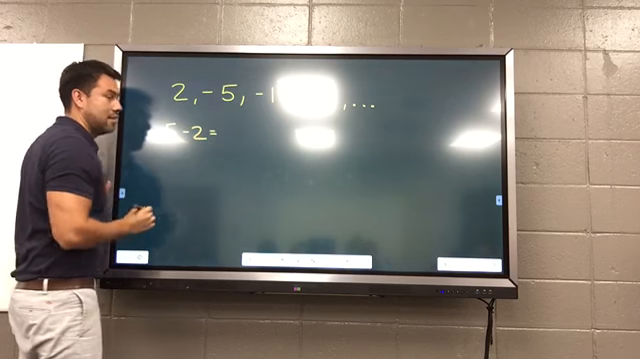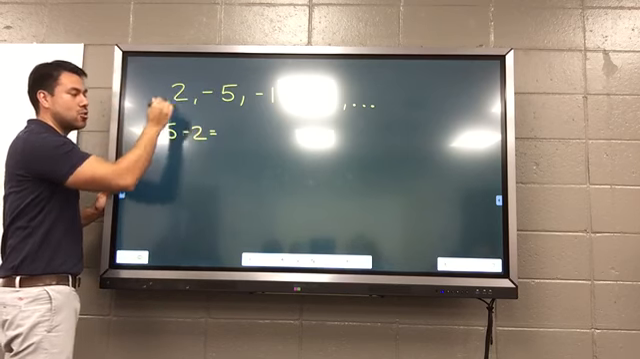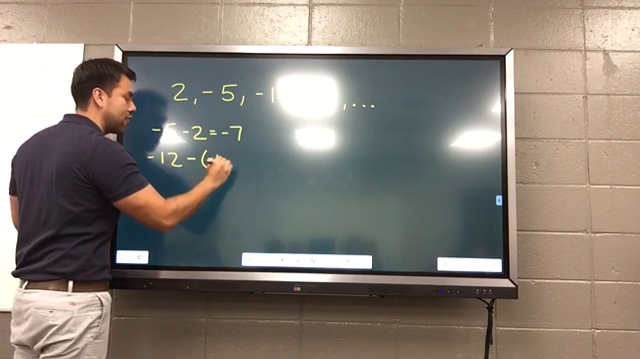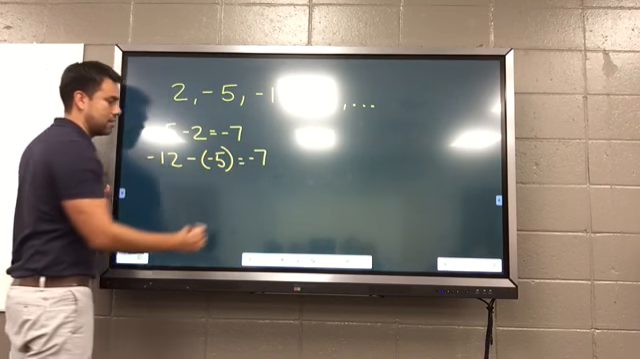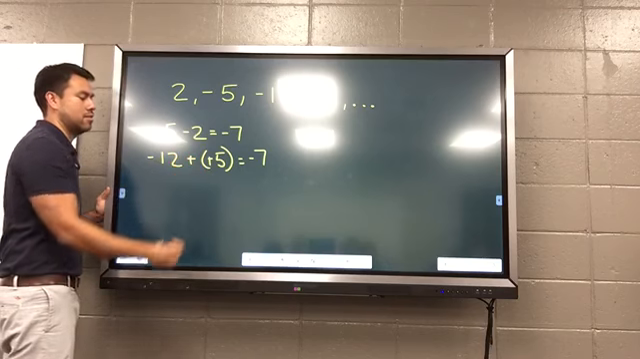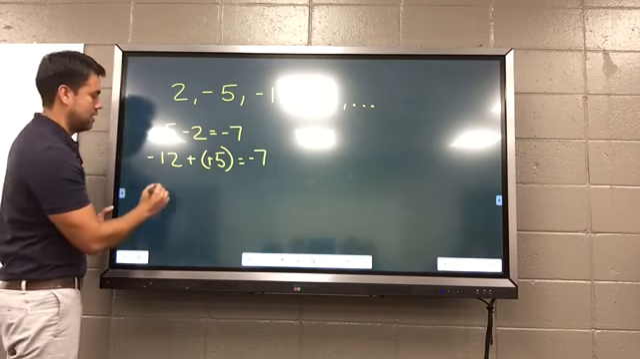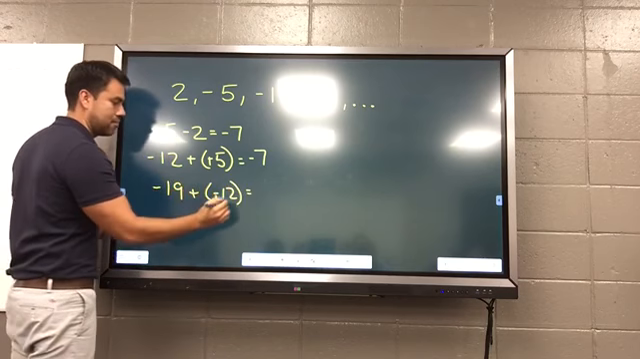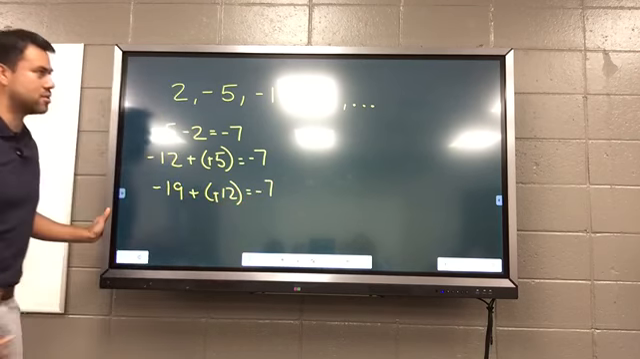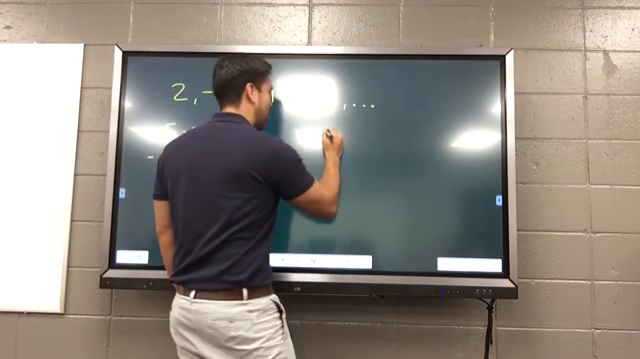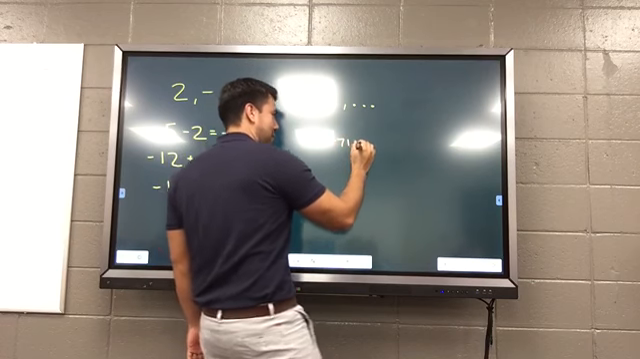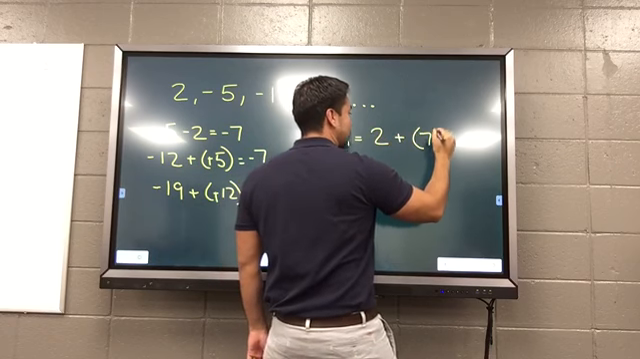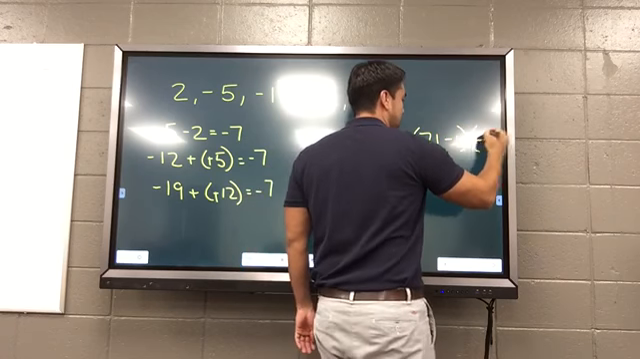Okay, so first I'm going to find the common difference. I'm going to do -5 minus 2, which is -7. -12 minus -5, -7. And you're like, how is that negative 7? Say change opposite. And then negative 19 minus negative 12 is still going to be negative 7. What's the common difference? Negative 7. Which term do I want? 71st. What's the first term? 2 plus 71 minus 1 times negative 7.